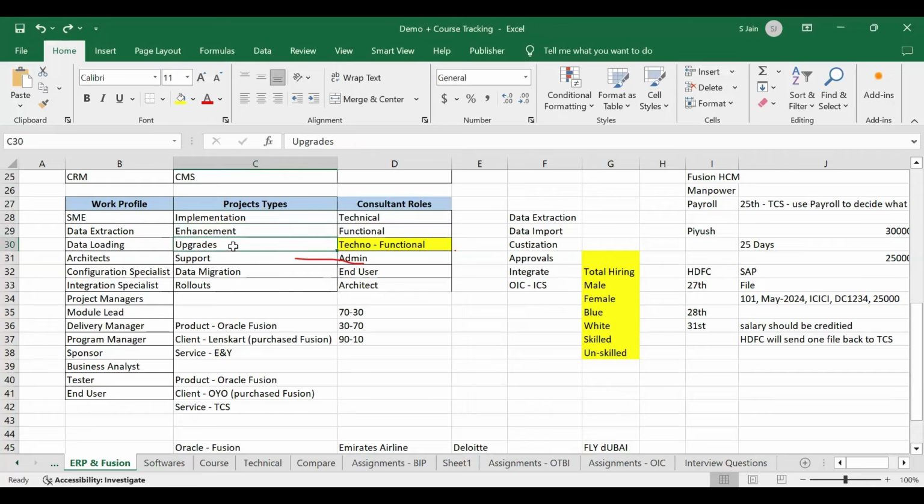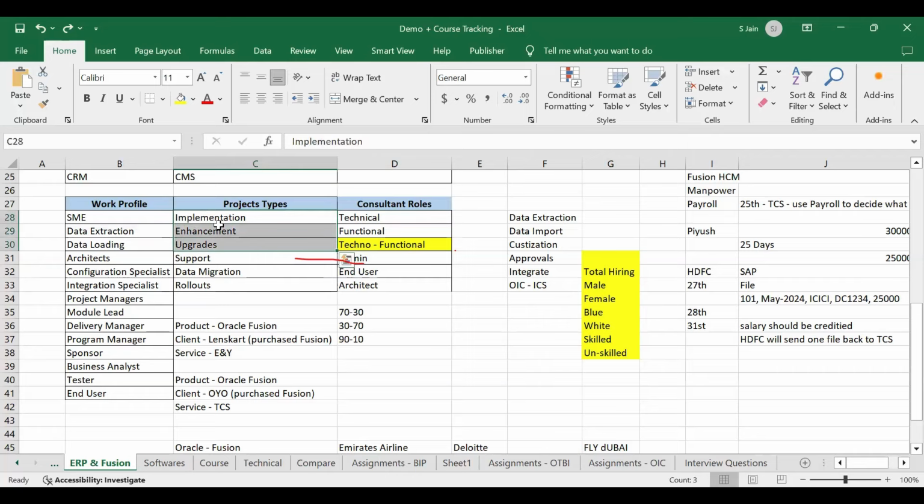Or upgrade projects. What are the upgrade projects? They might be using the Fusion application already, but they need to upgrade because new features have been declared by Oracle, which are freely available, and they want to use those particular features. Guys, any of these projects are going on.